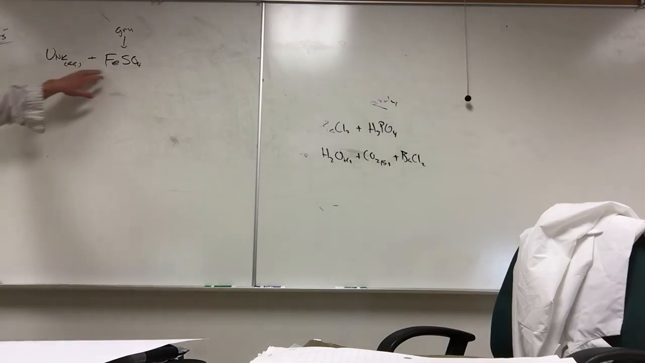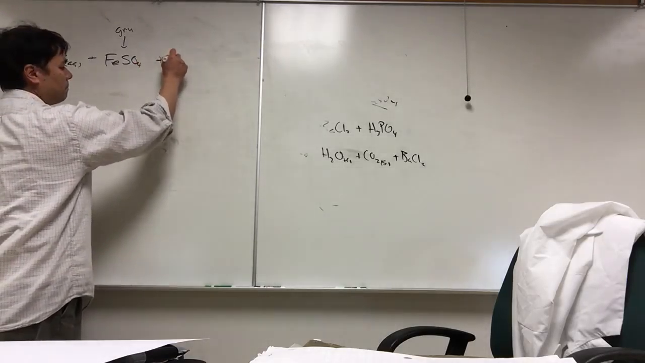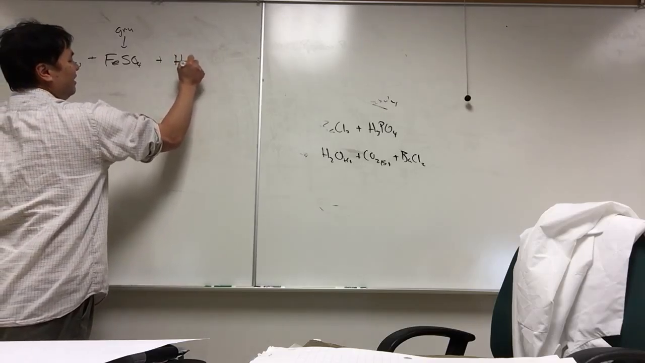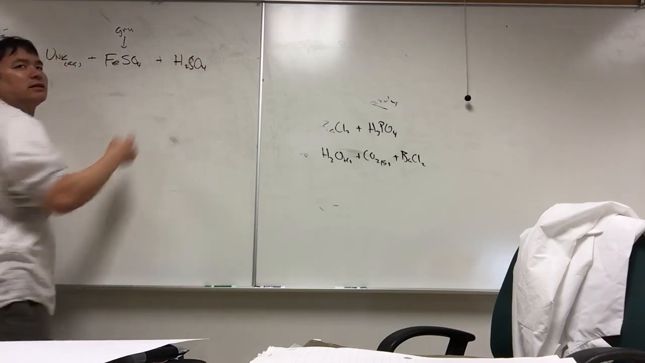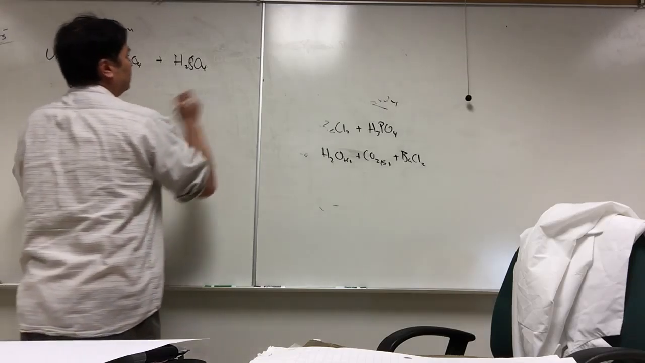And so we have our unknown plus ferrous sulfate plus what? Sulfuric acid. We're not using the dilute sulfuric acid. What concentration is dilute sulfuric acid? Dilute sulfuric acid is considered 6 molar. That's dilute. We're going to use the concentrated stuff, which is double-digit molarity. You know, it's 18 molar. And so we got to be careful with this stuff.